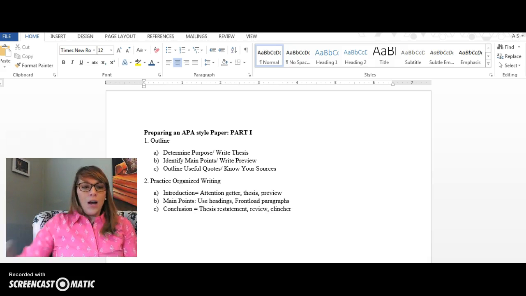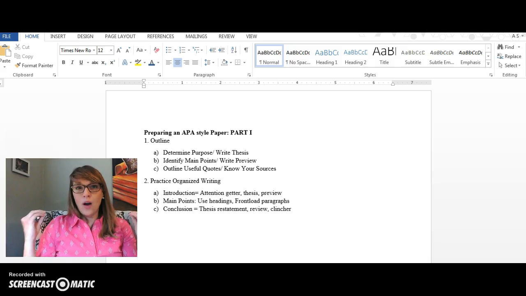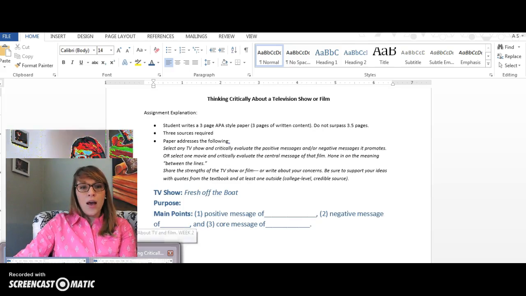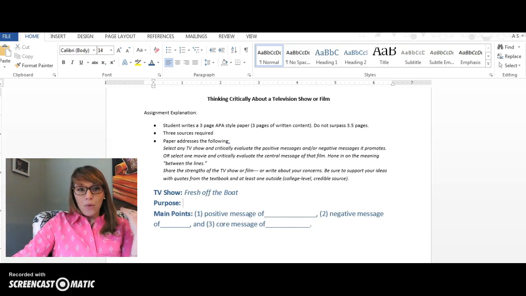To show you what I mean by outlining, I'm not talking about an extensive outline, just a minute or two on a blank piece of paper or your computer or scrap paper to think through what you want to write before you start writing. Again, to demonstrate this, I'm going to outline for you what I would write about if I were writing a paper for this topic, to think critically about a television show or film.